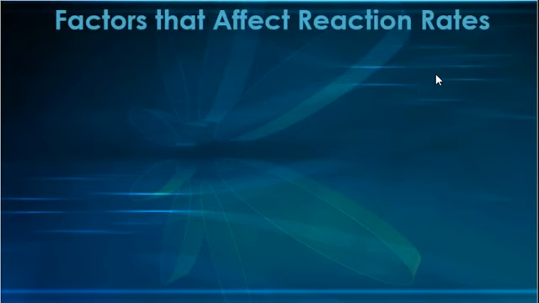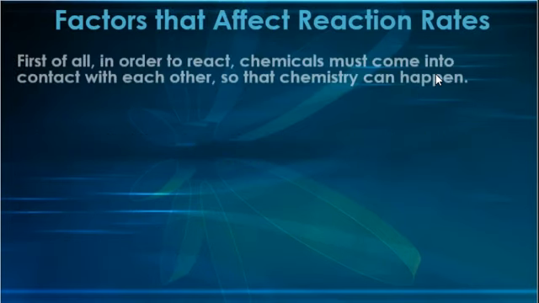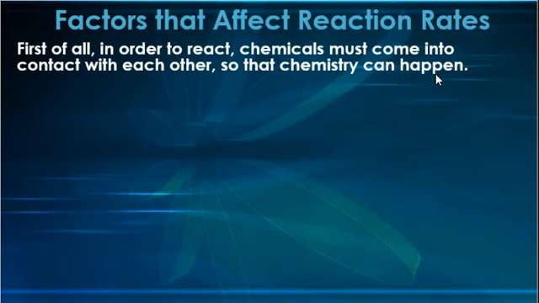All right, factors that affect the reaction rates. These are, you're going to write in those boxes right there. First of all, in order to react, the chemicals have to come in contact to each other. Okay, so that means how close are they? They need to be close together. Close enough, right? Write down, they need to be close enough to each other.